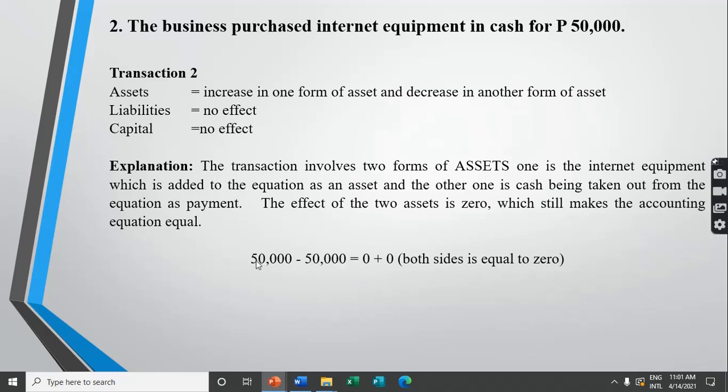Kasi, nagkaroon ka ng internet equipment na worth 50,000 pero nabawasan ka rin ng 50,000 na cash. So walang effect doon sa transaction. So walang both side is equal to zero. Okay?